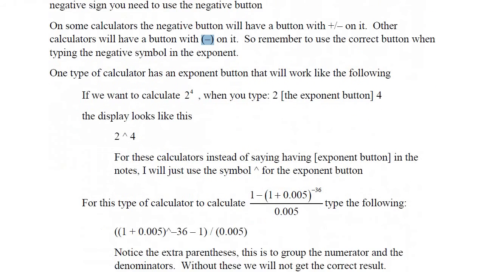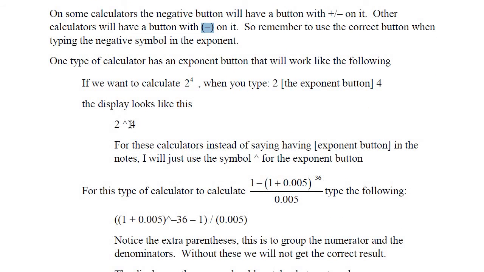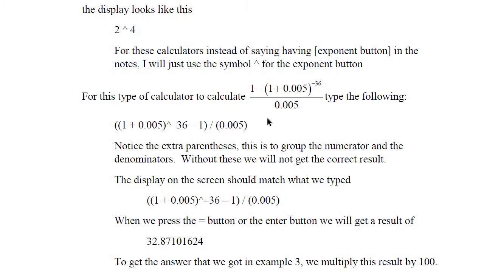Alright, so let's take a look at how to calculate the result. If we've got one of the types of calculators that use the caret button, then to calculate the value of this monstrous fraction, again, we type it in exactly like we would. The big difference here is this dash, which has to be the negative button rather than the subtraction button. So the negative in front of the 36 has to be the negative button, and then this dash here must be the subtraction button.